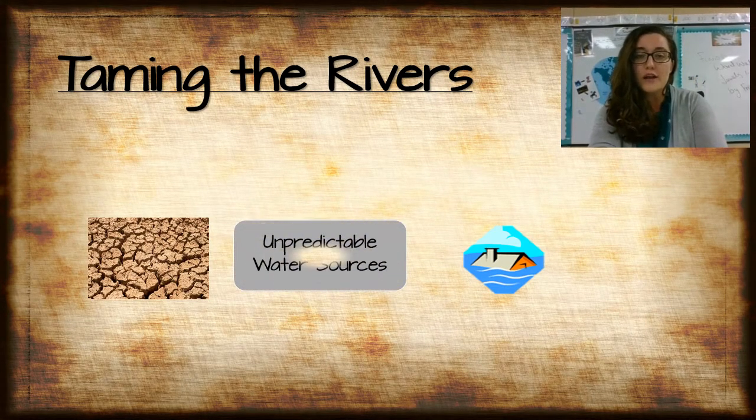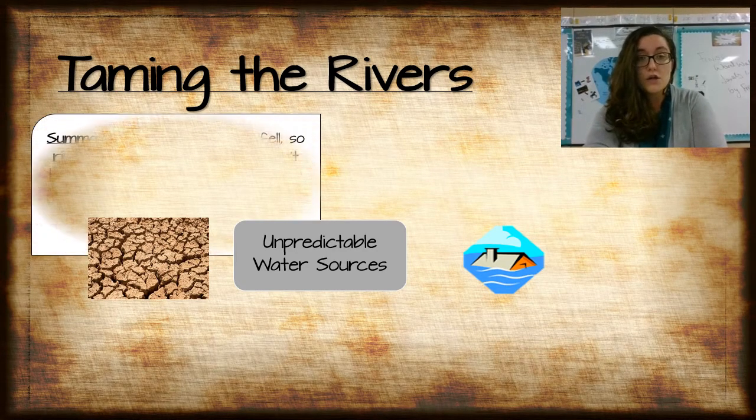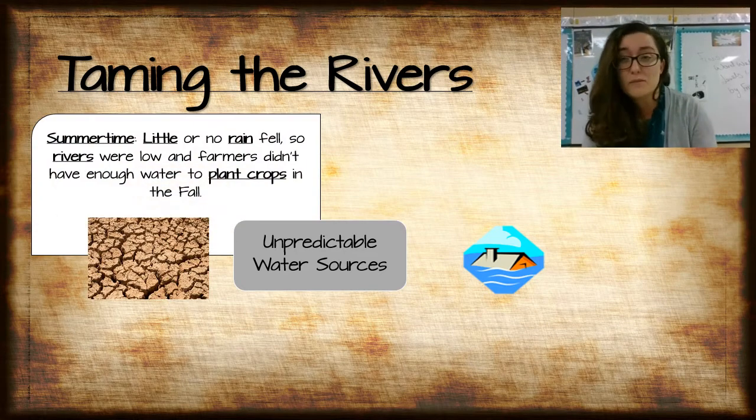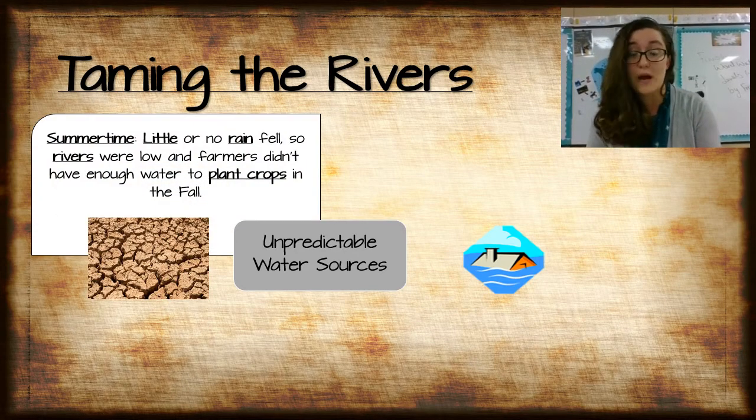So put your finger on the chart that says unpredictable water sources, and we're going to talk a little bit about how the Mesopotamians dealt with their geography that they were handed. So in the summertime, there was little or no rain. It was the dry season. So the rivers fell very low, and the farmers didn't have enough water to plant the crops in the fall.